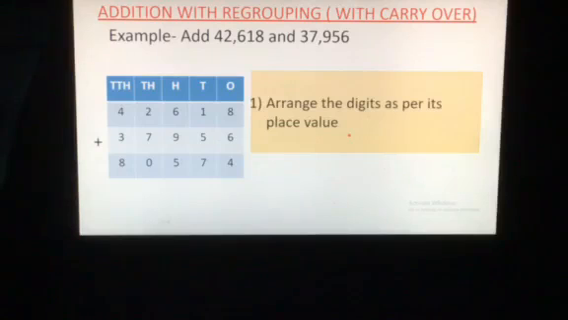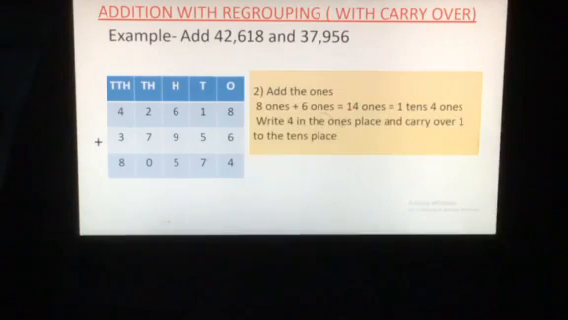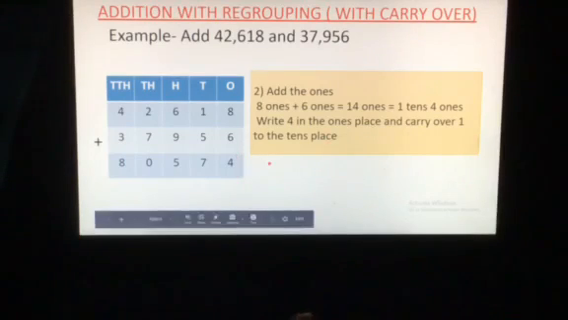Now, we start adding from the ones place. 8 ones plus 6 ones is equal to 14 ones. Now let's expand 14 ones. It is equal to 1 ten 4 ones. So we have to write 4 in the ones place and carry over 1 to the tens place.